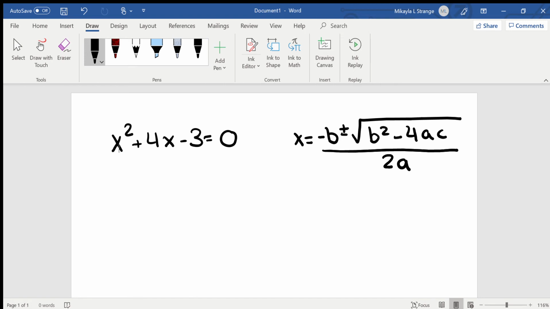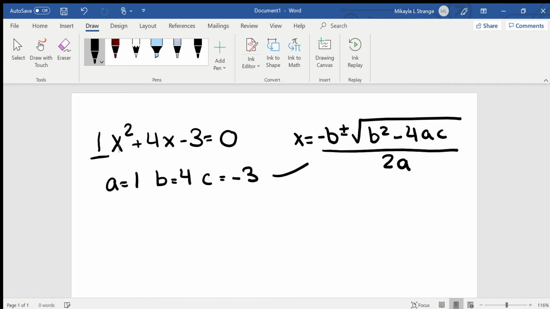And from here, I need to label what my a, b, and c values are going to be. My question for you is, what's going to be my a value? Well, hopefully you know that there is a 1 in front of this x squared. So we're going to get a is equal to 1, b is equal to 4, and c is equal to negative 3.